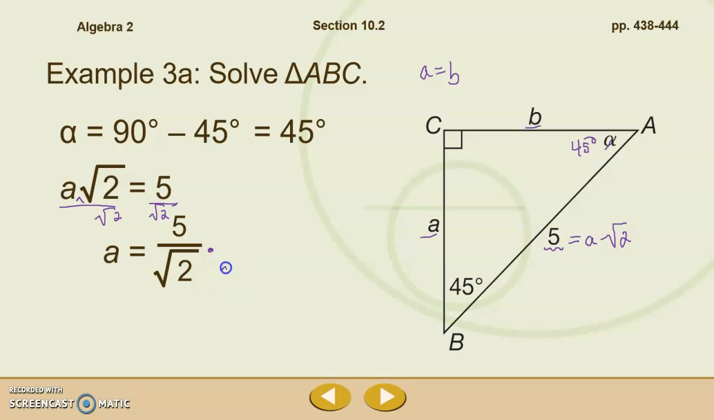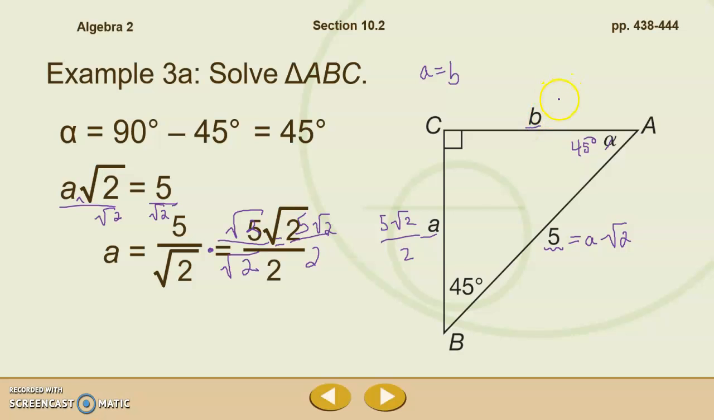I don't want to change the values, so I'm just going to multiply this by 1. And remember, another way to write 1 is any number over itself. So I'm going to multiply this by root 2 over root 2. Working across the top here, 5 times square root of 2 is 5 square root of 2. And square root of 2 times square root of 2 is just 2. That's how you get rid of the radical symbol down there on the denominator. So I find out that my A is 5 square root of 2 over 2. And because in a 45, 45, 90 triangle, I know the two legs are the same, then I also know that side B is 5 square root of 2 over 2 as well.